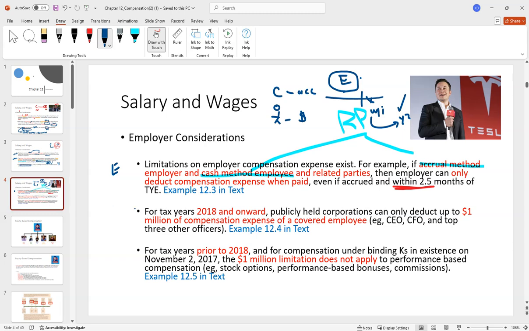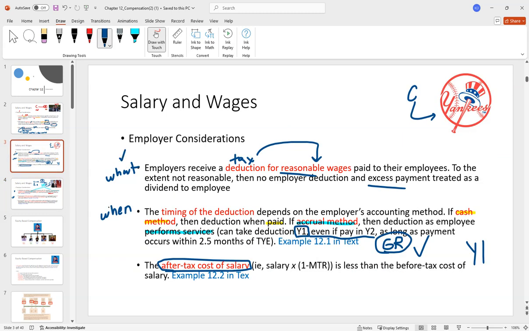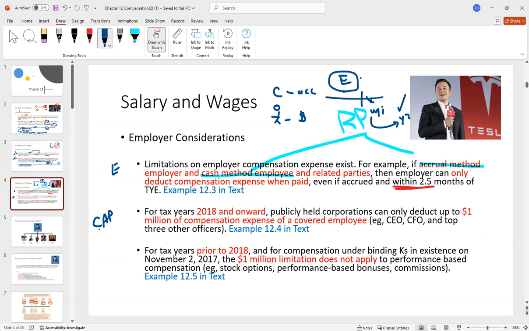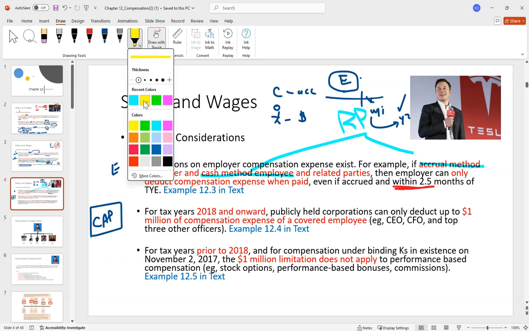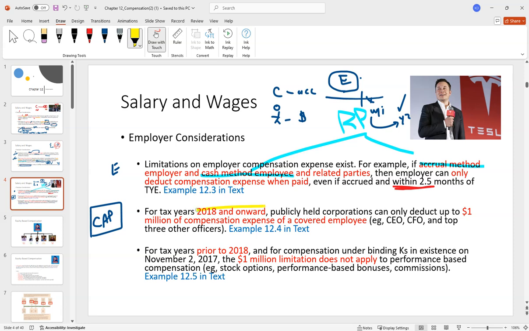The other thing to be aware of is there are limits. So there's a cap on what you can take as the expense. We talked about what it is: you get a deduction for compensation expense, when you get it, the general rule and the exception. Now we're going to say, what are the limitations? And the limitation is essentially this, under current law, 2018 and onward.